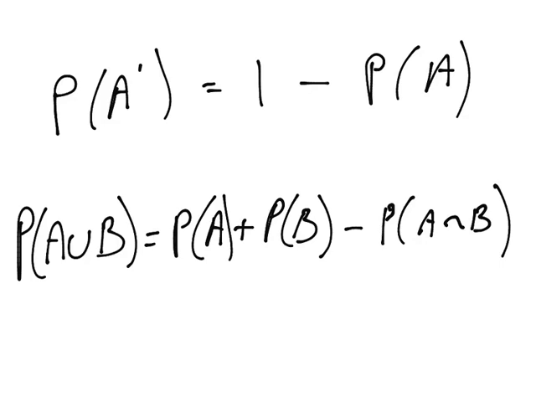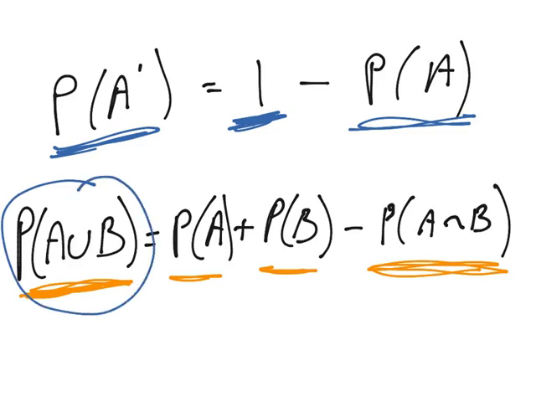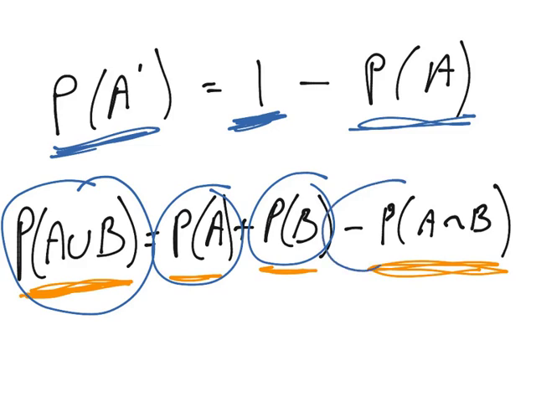Okay, so let's look at these two statements. The probability of not A is the probability of number 1 minus the probability of A. And the statement that the probability of A union B is the probability of A plus the probability of B minus the probability of A intersect B. Now, it might make sense that the probability of A union B should involve probability of A and probability of B, but we need to get to the point: why is there a negative sign here?